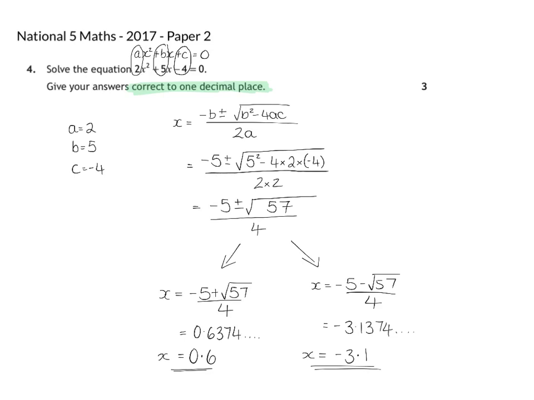So in here, where do you get your marks? First one is for substituting correctly into your quadratic formula there. Our second mark is for our 57. And our third mark is for our final answers. And that is us for this question.